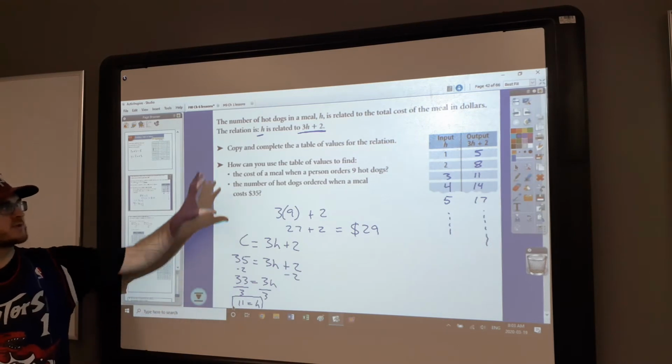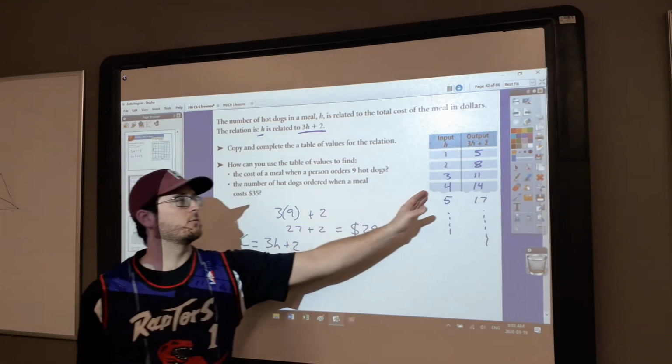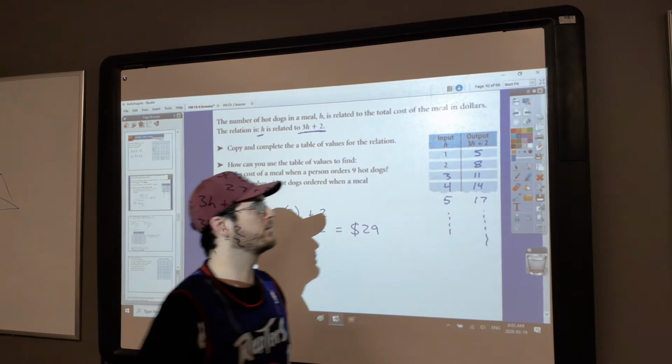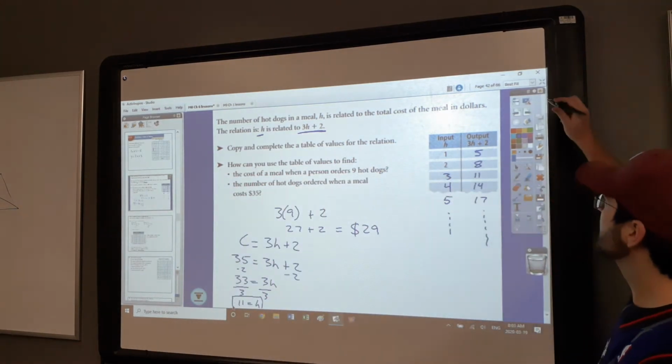Okay, so we're going to do stuff like this in this section, and then we're going to get into some more with the table of values as well.